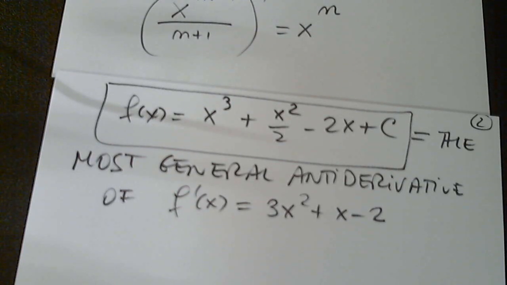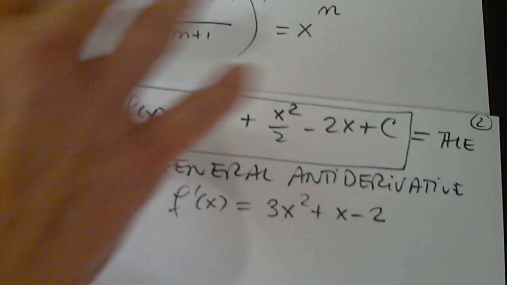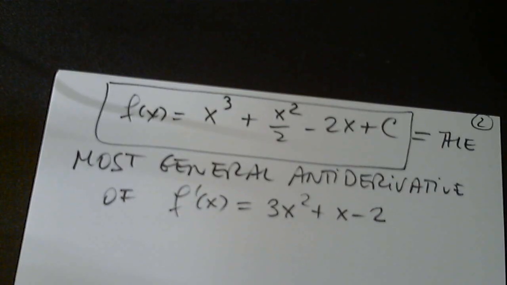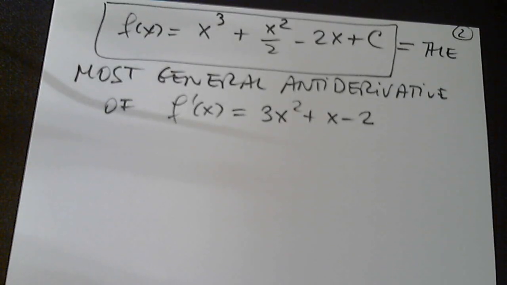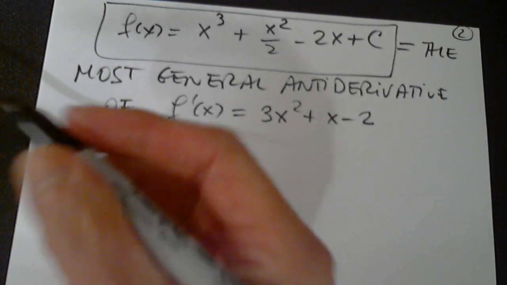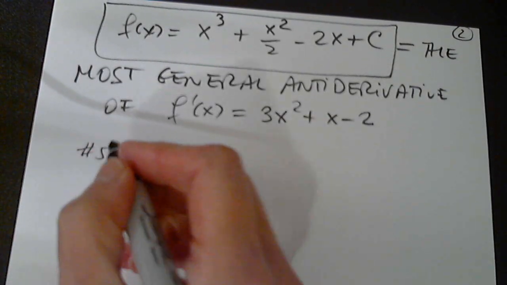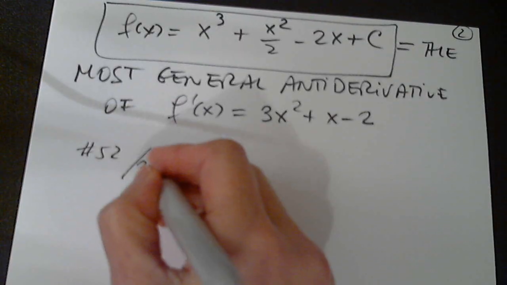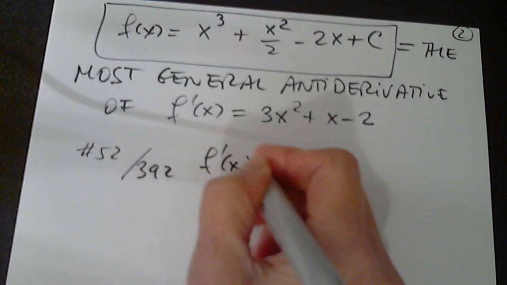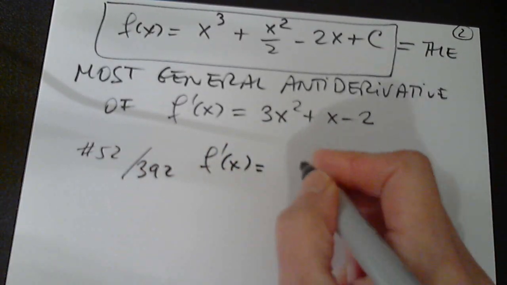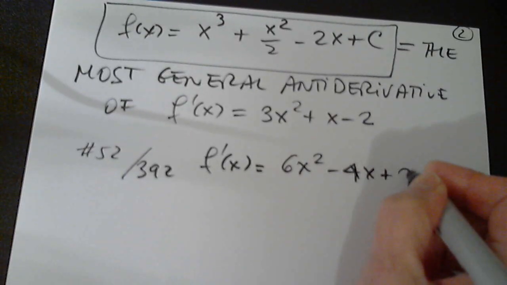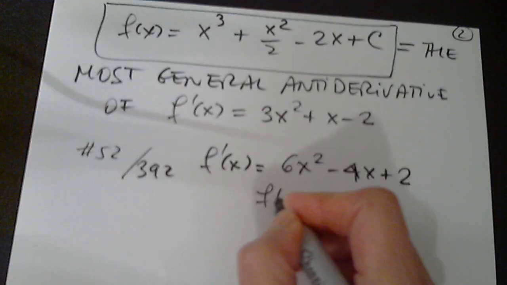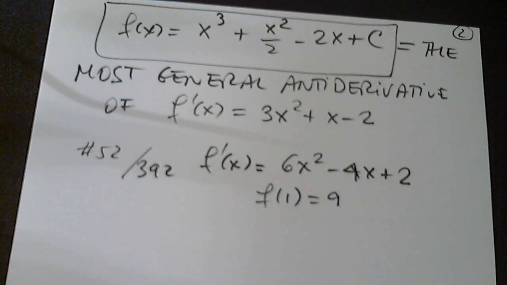Would you like to choose anything from 47 to 56, or I will? Can we do 52? Yes. Let's copy 52. What does 52 say? Perfect. So in 52, on page 392, we are given f prime of x, 6x squared minus 4x plus 2. And we're specified that f of 1 is 9. Okay, perfect.